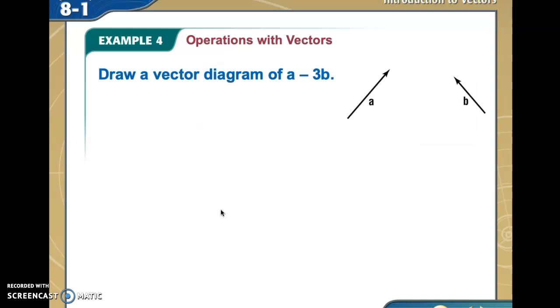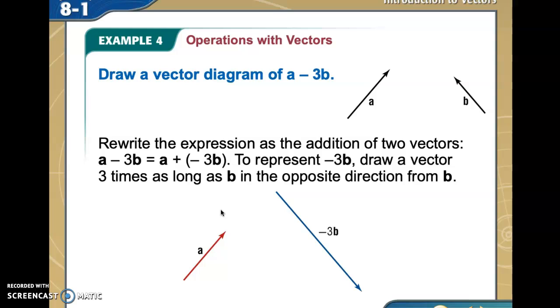So, operations with vectors. Draw a vector diagram of a minus 3b. What we have to do is rewrite the expression as the addition of two vectors. So a minus 3b equals a plus minus 3b. To represent minus 3b, draw a vector 3 times as long as b in the opposite direction of b. You can look at the diagram. This we keep the same, but this we have to enlarge, and its direction, as you can see here, is upward. Now we make its direction the other way around.